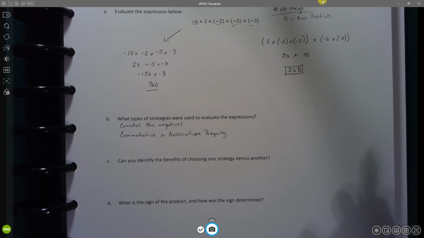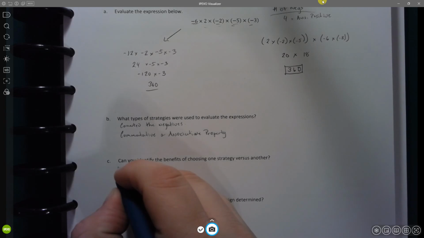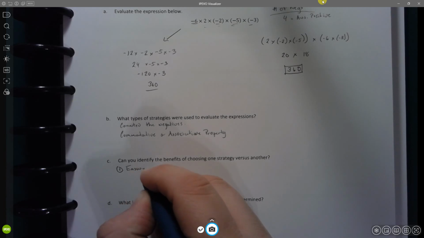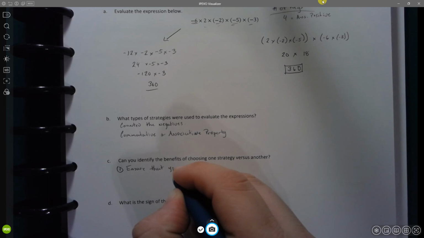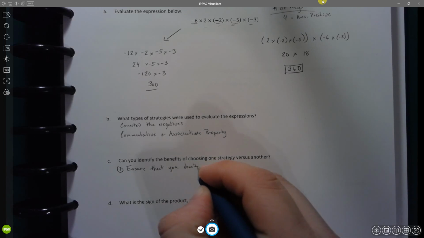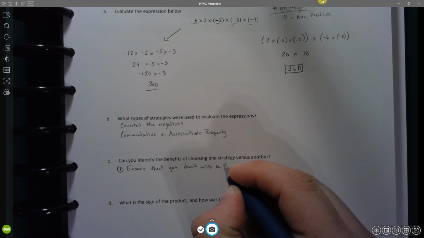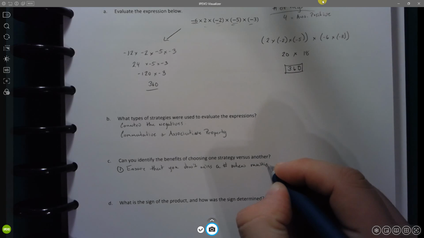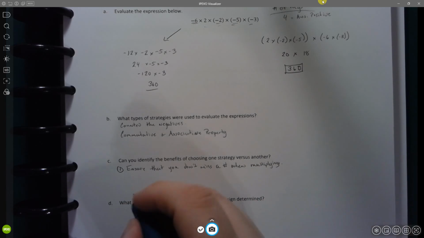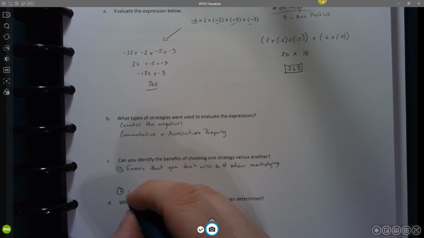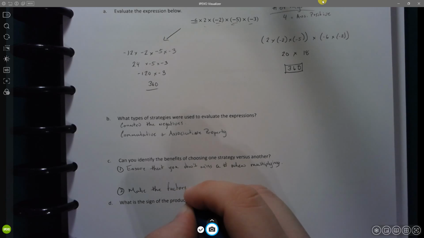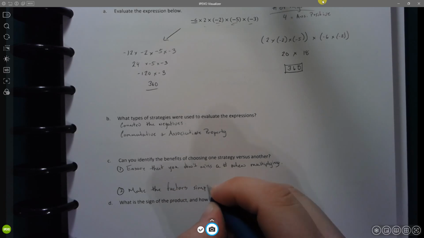So can you identify the benefits of choosing one strategy versus another? Well, in example number 1, by multiplying straight across, you can ensure that you don't miss a number when multiplying. That's one thing that I could definitely say would be very important. But in the second one, we can make the factors simpler when multiplying.